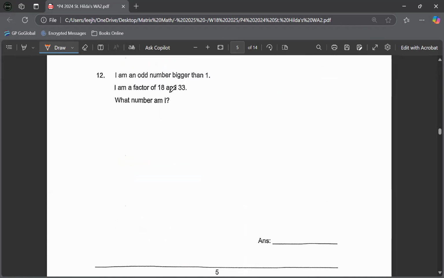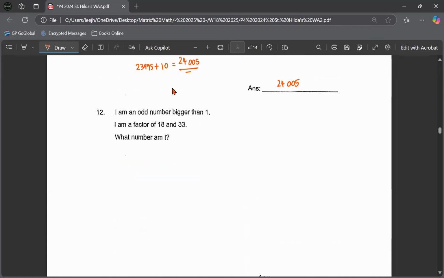Question number 12. I am an odd number bigger than 1. I am a factor of 18 and 33. What number am I? So this is the clue. You stick to odd numbers, and I need to know that this number that I'm thinking of is a factor of 18 and 33.